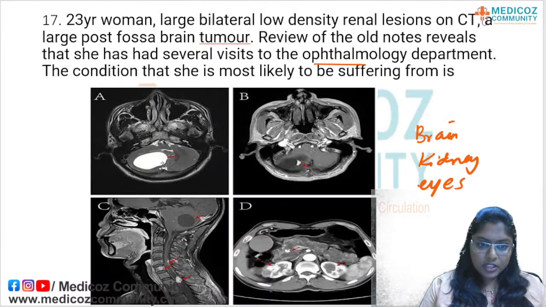So, in this image, this is the posterior fossa, that is the cerebellum. We are able to see a cystic lesion with a mural component. This could be a pilocytic astrocytoma if it is a pediatric age group, but this is an adult. So, it is a hemangioblastoma.